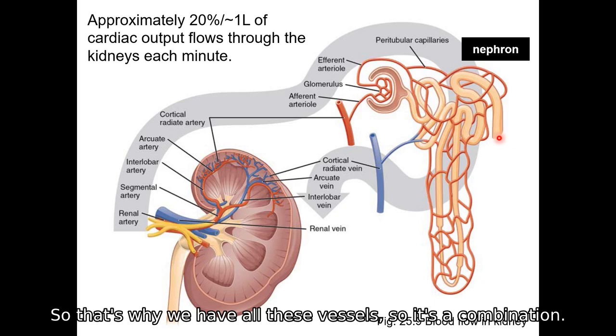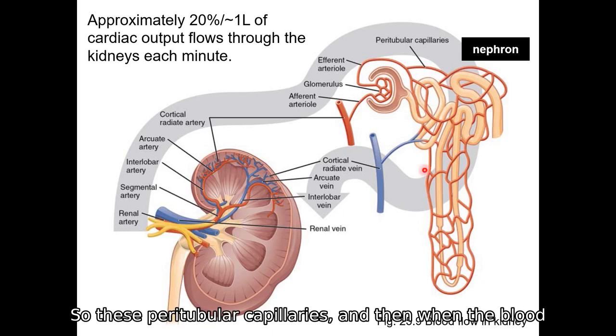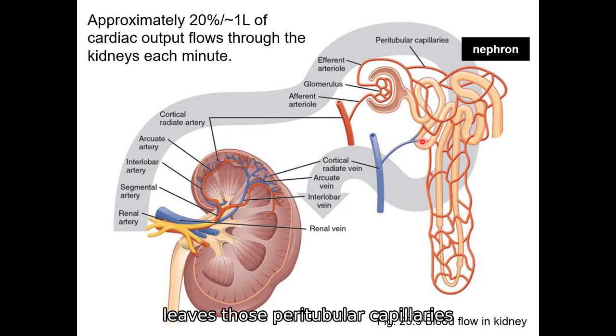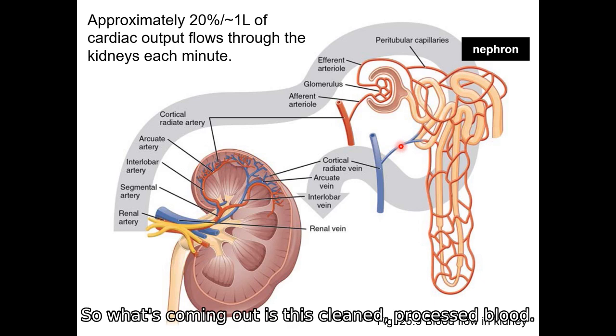Okay, so that's why we have all these vessels. Okay, so it's a combination. So we're filtering blood and then we're making urine. So these peritubular capillaries, and then when the blood leaves those peritubular capillaries and goes into these cortical radiate veins, it's been cleaned. Okay, so what's coming out is cleaned, processed blood.